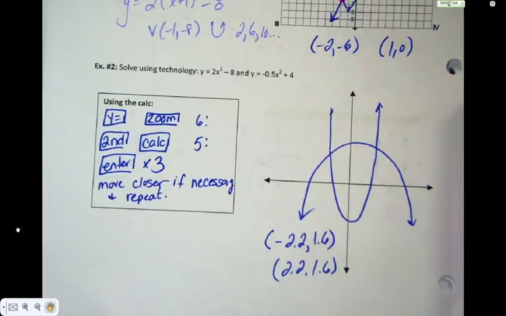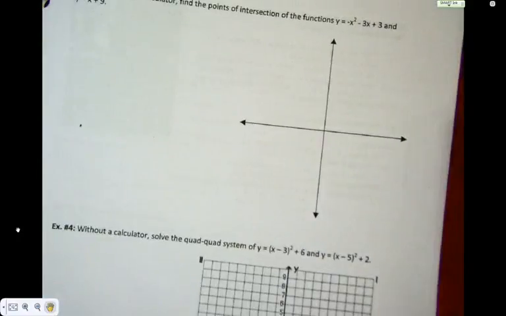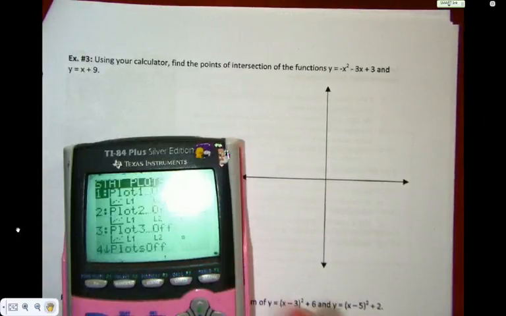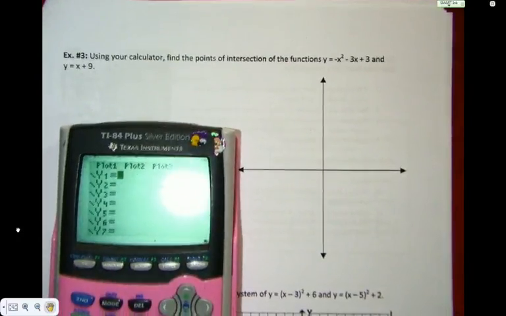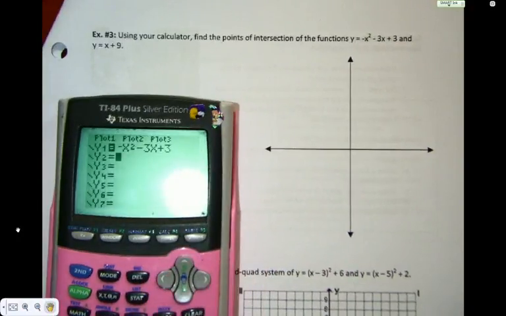There's no math new from last semester. All we're adding in is just that quadratic piece. Let's do one more with the calc, one more by hand, then we'll have some time to work. What kind of system is this? Linear quadratic. How do we know?